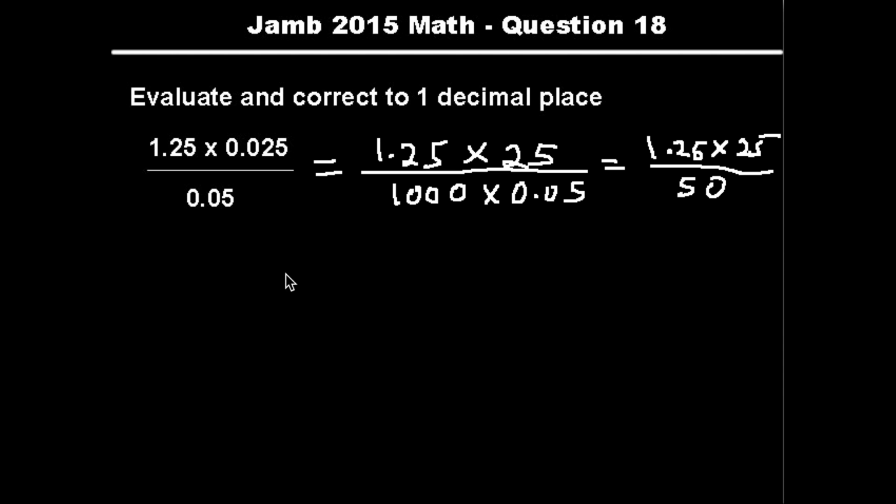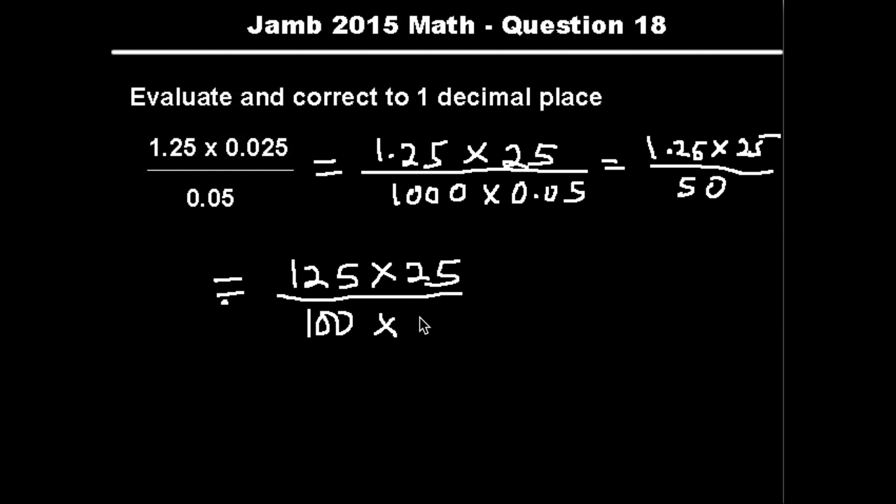Repeating this process, we can multiply the 1.25 times 100 on the top and do a similar thing to the bottom, and we would end up with 125 times 25 on the top divided by 100 times 50 on the bottom. Before we even go any further, we can see opportunities to start simplifying things.